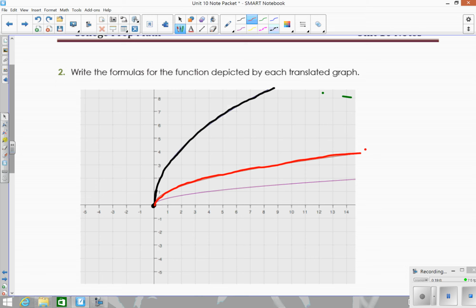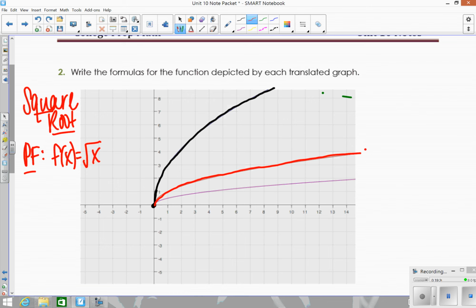Basically what we then need to decide is which one of these is the parent function. Looking at this, I know that it's going to be the square root function because all of these graphs are in that shape of the square root function. Now I have to decide which one of these is actually represented by the square root of x. The easiest way to do this is to look at some points. So my parent function, PF for parent function, is going to be f of x equals the square root of x.